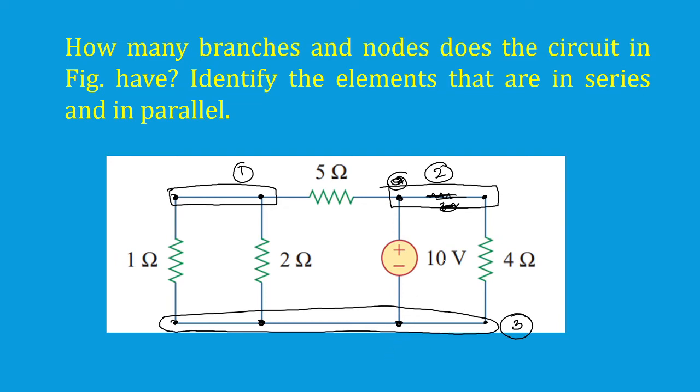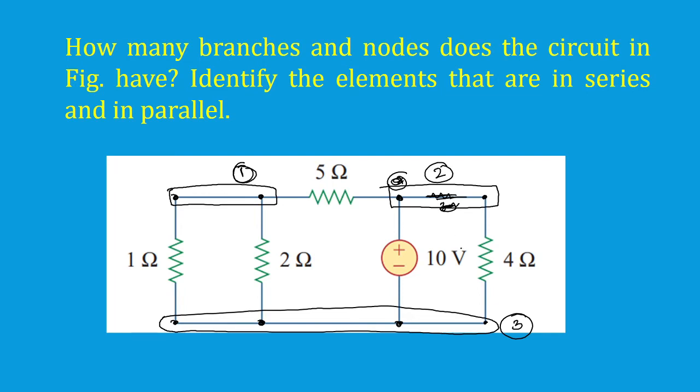Next job is to find out which elements are in parallel and which elements are in series. Two elements are in parallel if they share 2 nodes, right? Now you can see the 1 ohm resistor and 2 ohm resistor are sharing node number 1 and node number 3. So I can say the 1 ohm resistor and 2 ohm resistor are in parallel.